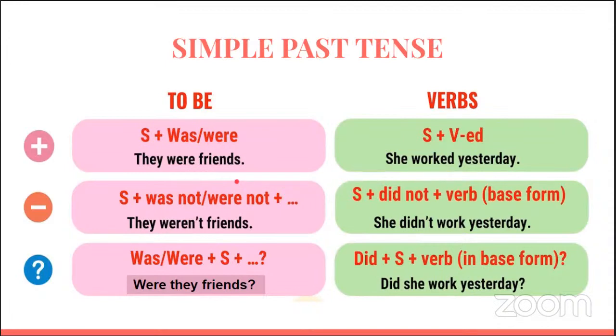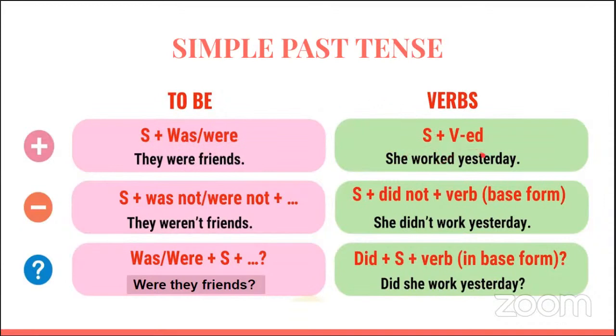As you can see here, the difference is that in this one the action in the sentence is the verb to be. So was, were only, but here it is infinite. It can be any verb. Here we have an affirmative example: They were friends. And we have to remember that we use were for plural subjects and was for singular subjects.